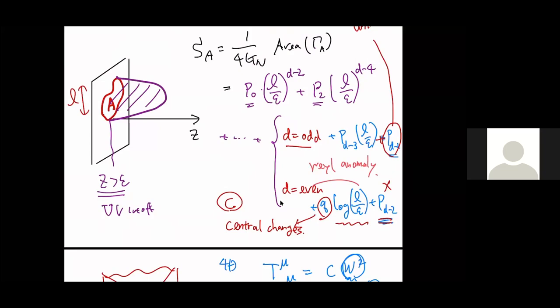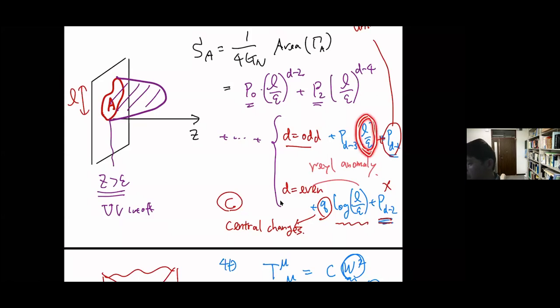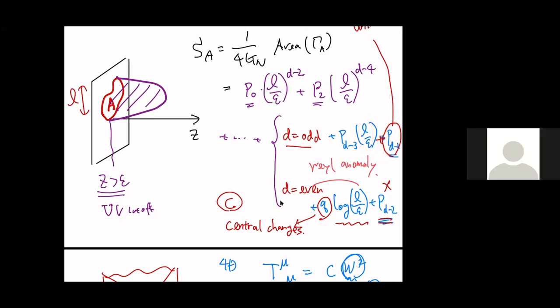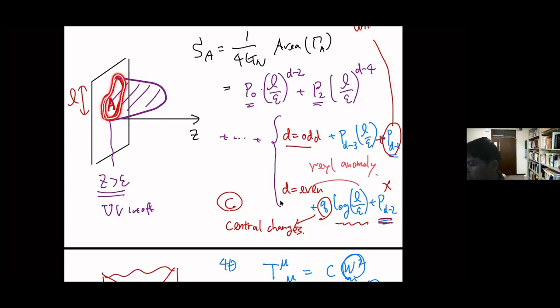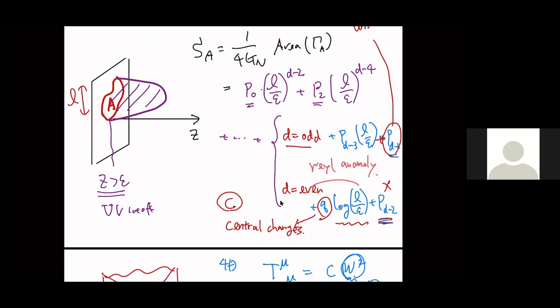In the case of odd dimensions, you also have the cutoff dependence, right? Yes, but it's a linear divergence, so you can separate these two. Right, but suppose I decide to regularize the problem. If you have a log problem. But for a smooth boundary choice of A, there is no logarithmic term in odd dimensions, so that case is okay.